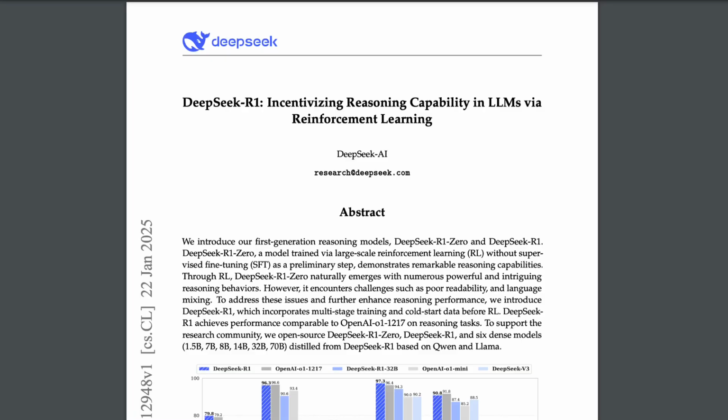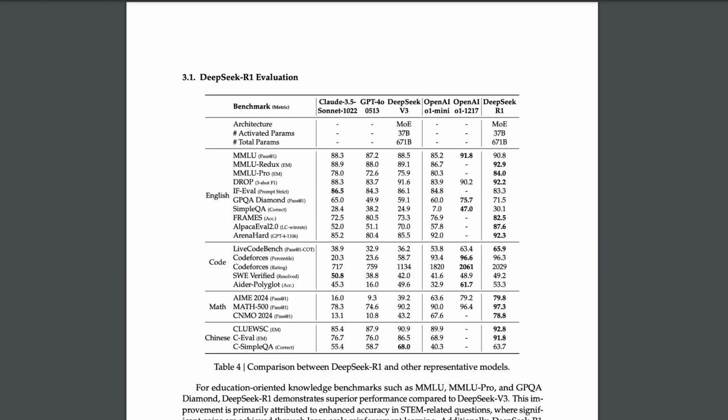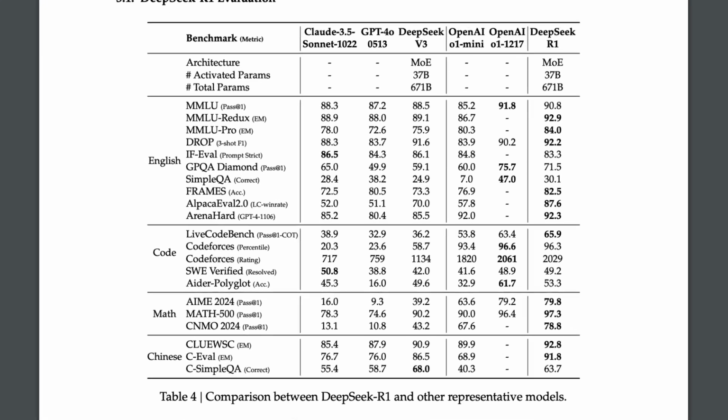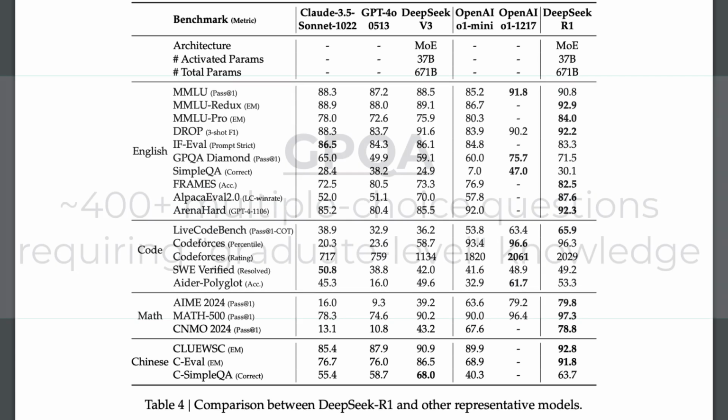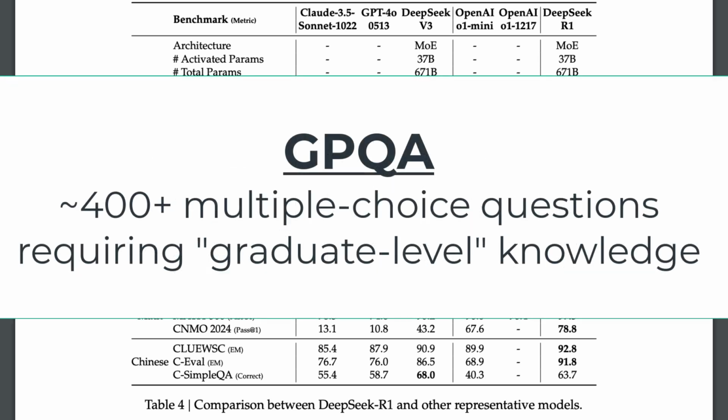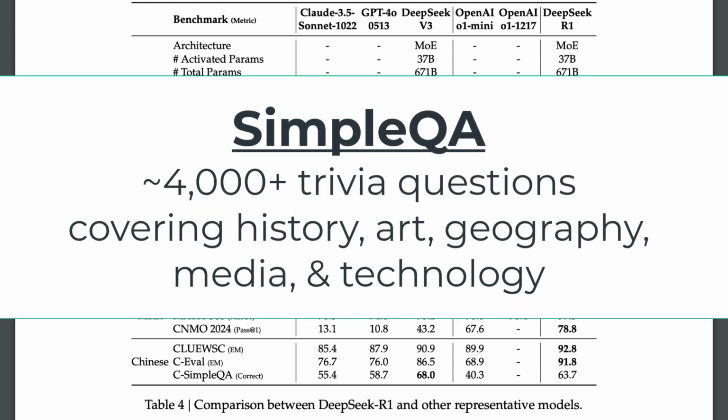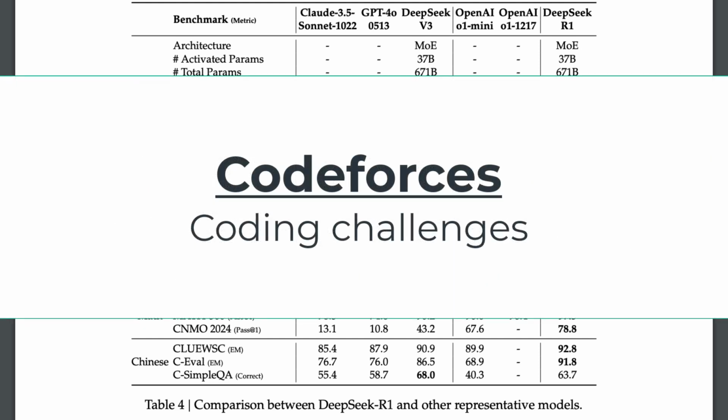The complete list of benchmarks that were used for evaluating the latest batch of models released by DeepSeek AI can be found on Table 4 of Section 3.1 in the R1 research paper. And to give you a taste of what they mean, MMLU consists of 14,000 multiple choice questions spanning over 50 different subjects. GPQA consists of answering questions that are considered to require graduate level knowledge. Simple QA consists of answering questions about a variety of facts. Code Forces consists of coding challenges that have to be solved within an allotted amount of time.